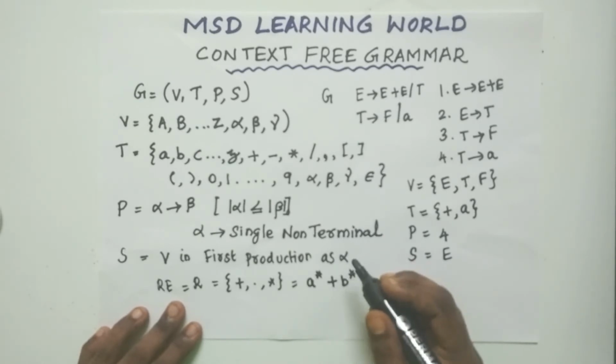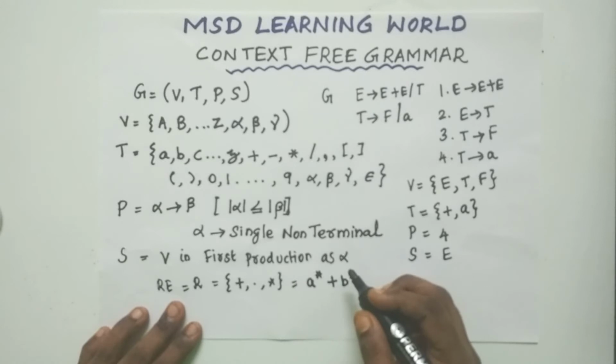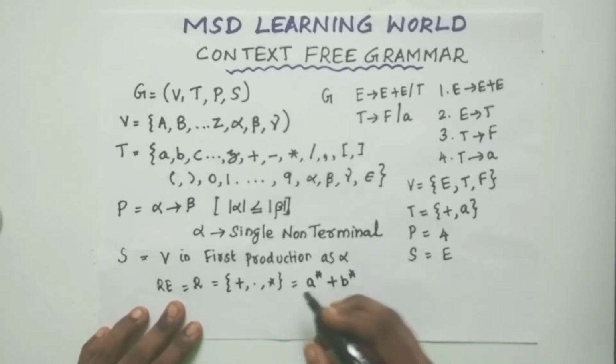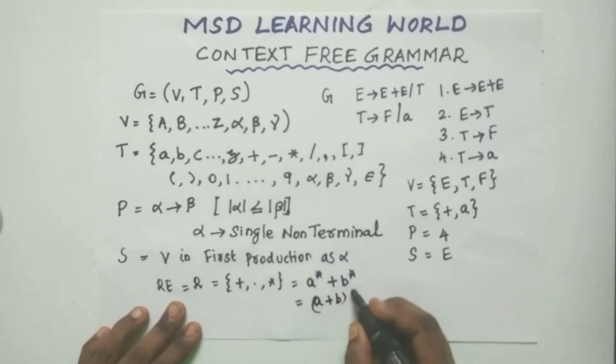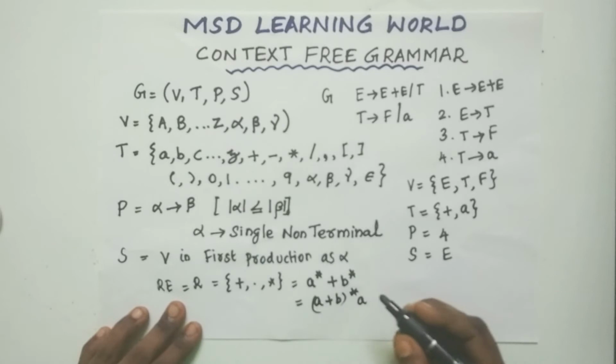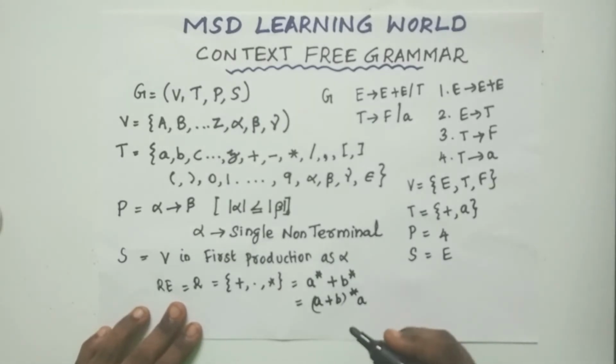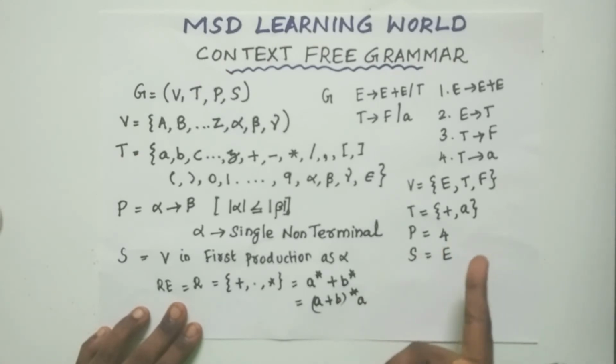If I tell you create a regular expression for the set of all strings ending with A, how will you create? You can have (A plus B) the whole star and ending with A. So like this, it is possible for you to create a regular expression for any set of given conditions. But you should create the regular expressions only by using union, concatenation and closure.